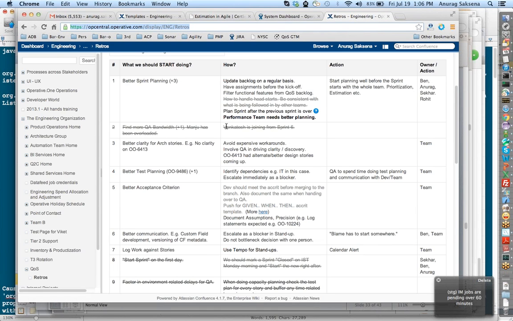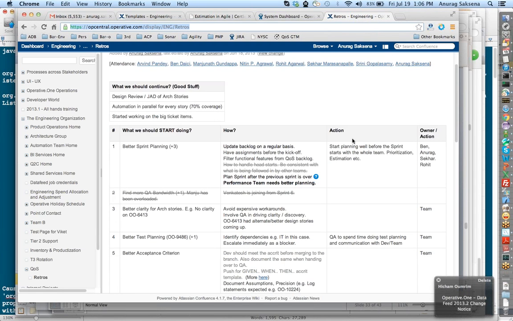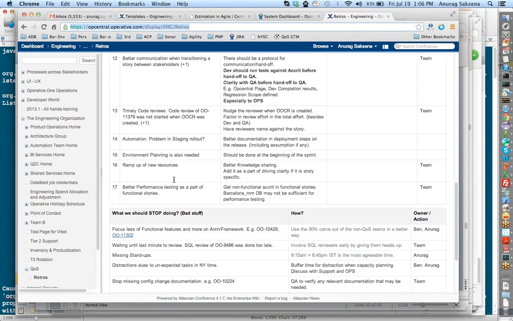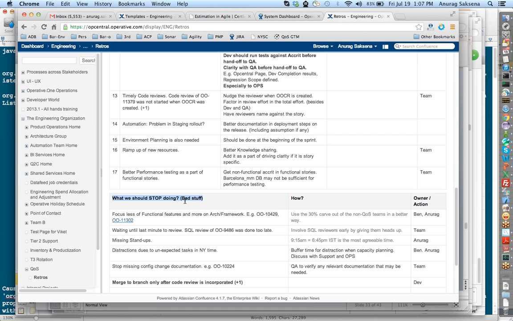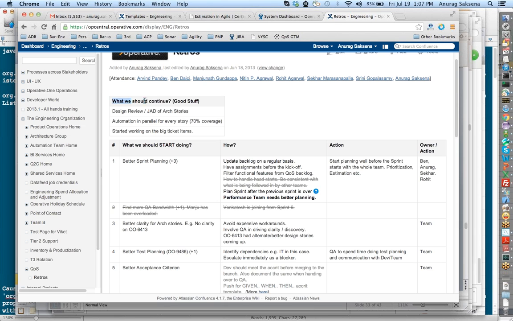So here, if you can see my screen, is an example of a retro that I recently conducted. What we should start doing, what we should stop doing, and then what we should continue doing. Okay, so these are the three agenda items, and how is also something that you would want to ask. Every time you're taking turns, and everybody is telling about the good, the bad, and what we should start doing, we should also ask them how they suggest that. That is also very important, and we take an action item from it.